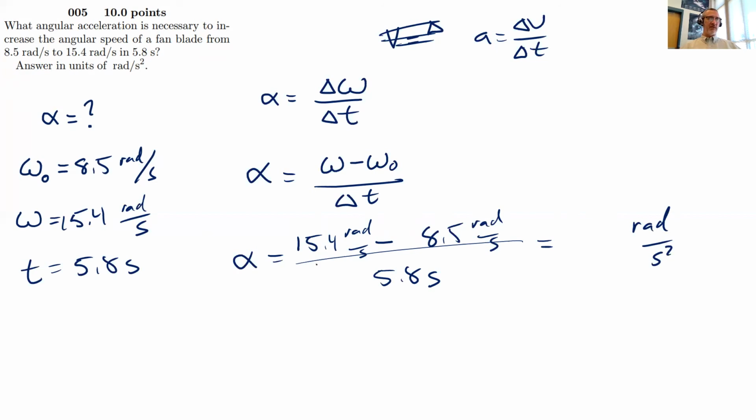And then my math is 15.4 minus 8.5. That quantity divided by 5.8 would give me my value in radians per second squared for my angular acceleration. And that is how we find the answer to question number 5.